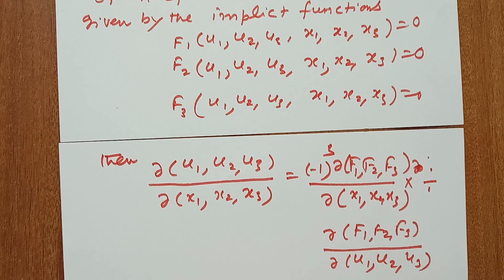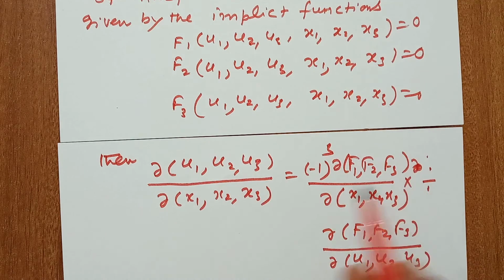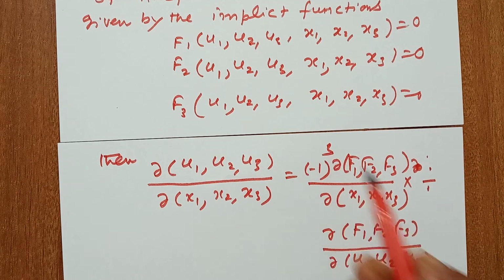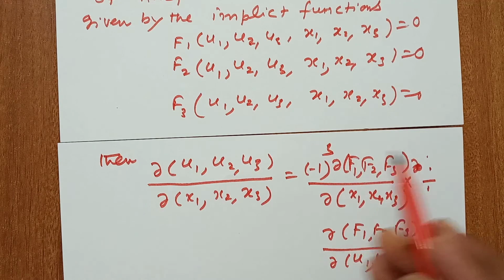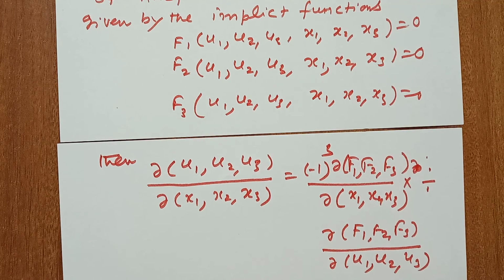Similarly, if u1, u2, u3 up to un are n independent functions of n variables x1, x2, x3 up to xn, then here (-1)^n ∂(f1, f2, ..., fn), first we calculate the Jacobian with respect to x1, x2, ..., xn, and then divided by the Jacobian with respect to u1, u2, ..., un. So this is the Jacobian for implicit functions.